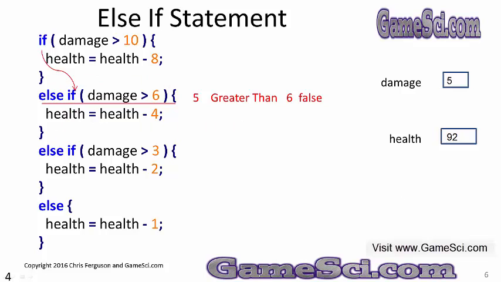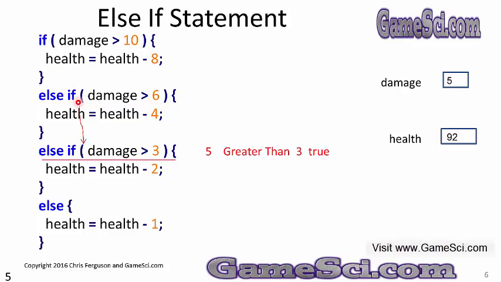Tracing the code again, because 5 greater than 6 is false, I'll go to the next else statement. This if is attached to that else. If this if is true, I'm going to execute the statement immediately following the if. The statement immediately following the if is damage greater than 3. 5, which is in the damage variable, is greater than 3. That is very much a true statement.